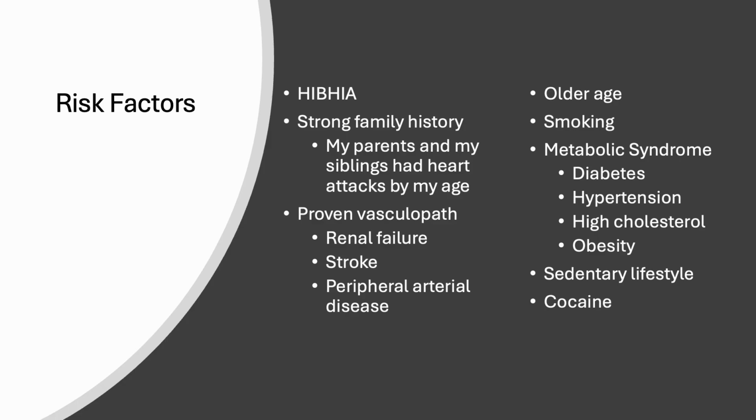The risk factors for myocardial infarction include, as always, the HIB-HIA primarily. That is, had it before, had it again. If you had one heart attack, you know you're predisposed to potentially having another. A strong family history can play a huge role, especially if someone tells you something like, my parents and my siblings all had heart attacks by the time they were my age. That should really raise the hairs on the back of your neck.